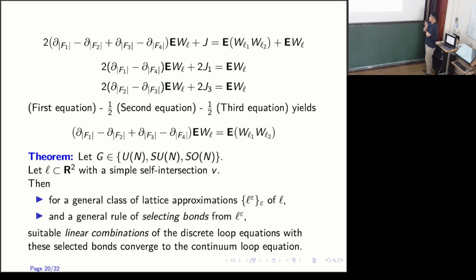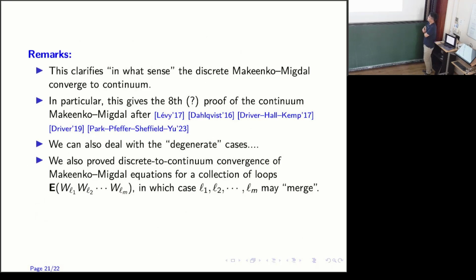Okay. So this clarifies in what sense they converge. In particular, in this convergence proof, we never use the limiting continuum loop equation. And therefore, as a corollary, this gives maybe the 7th or 8th proof of the continuum Makeenko-Migdal equation after all these earlier proofs.